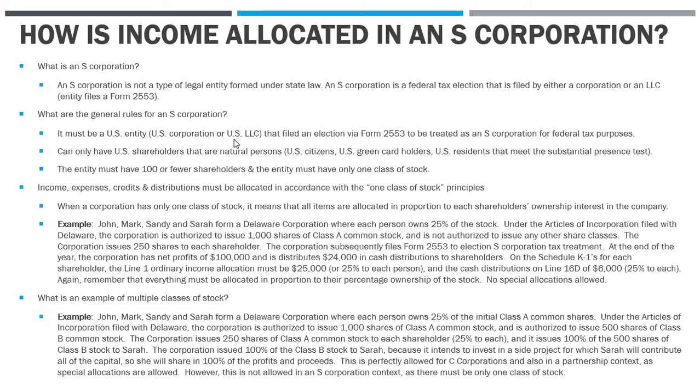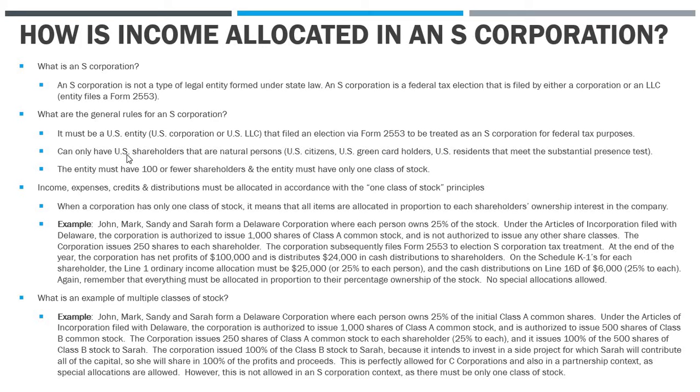So what are the general rules for an S Corp? Well, the first one, again, is it has to be a U.S. entity. The U.S. entity is important because you can't form, let's say, a Cayman Islands company and make an S election for that entity, even if the entity is owned by U.S. persons. It's got to be a domestic company. Once you have a domestic company, you file that election via Form 2553. The IRS either approves it or rejects it, and they send you a confirmation notice.